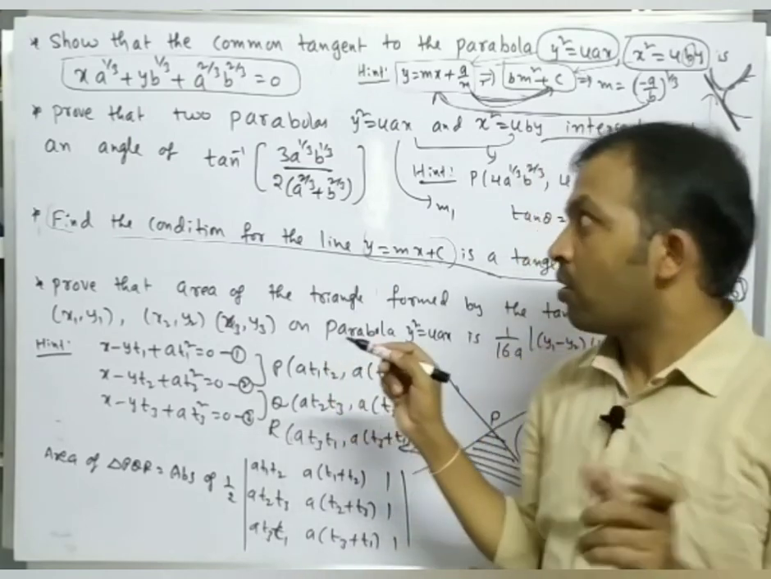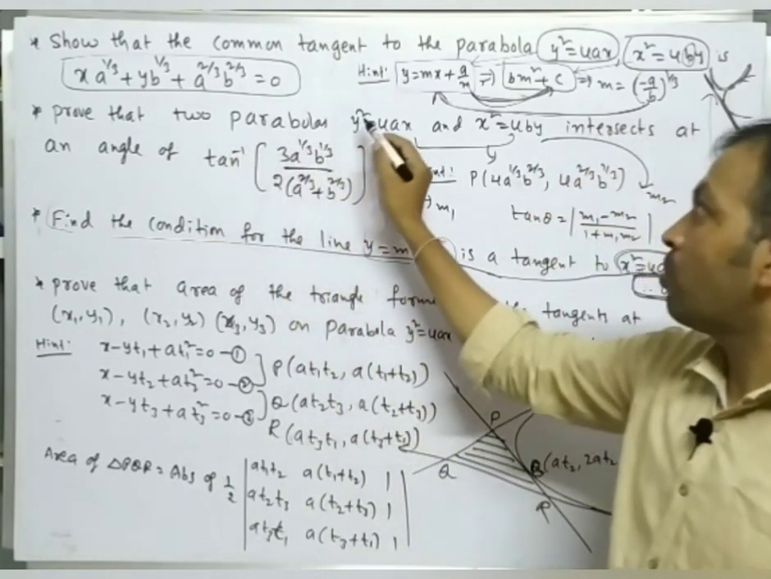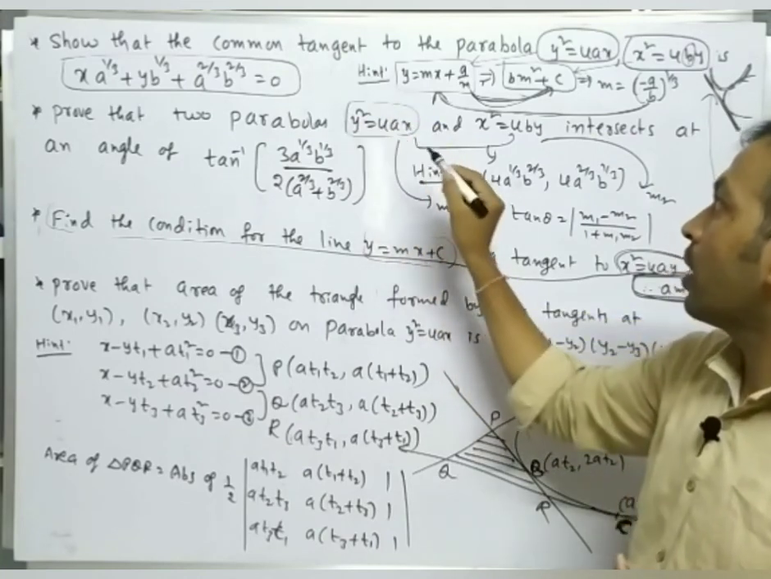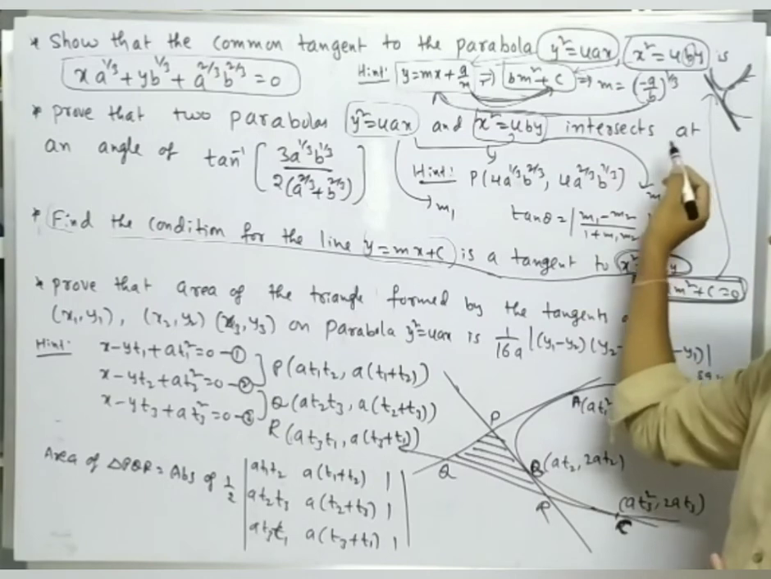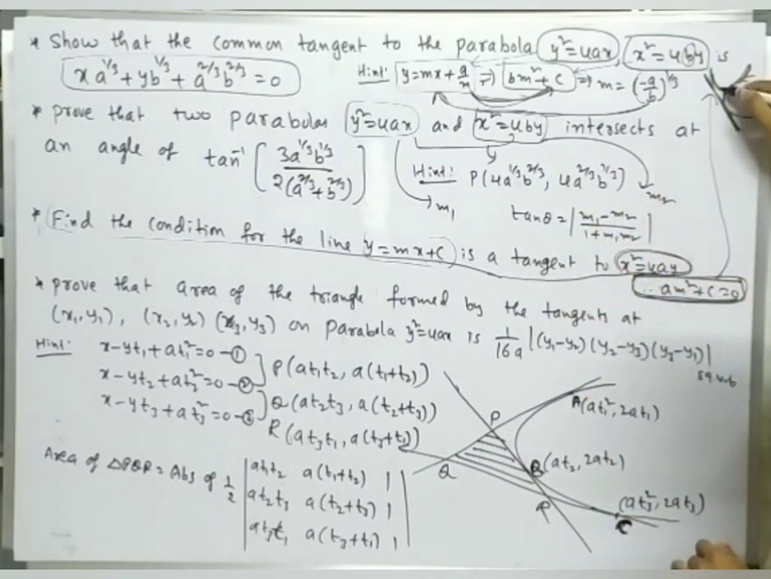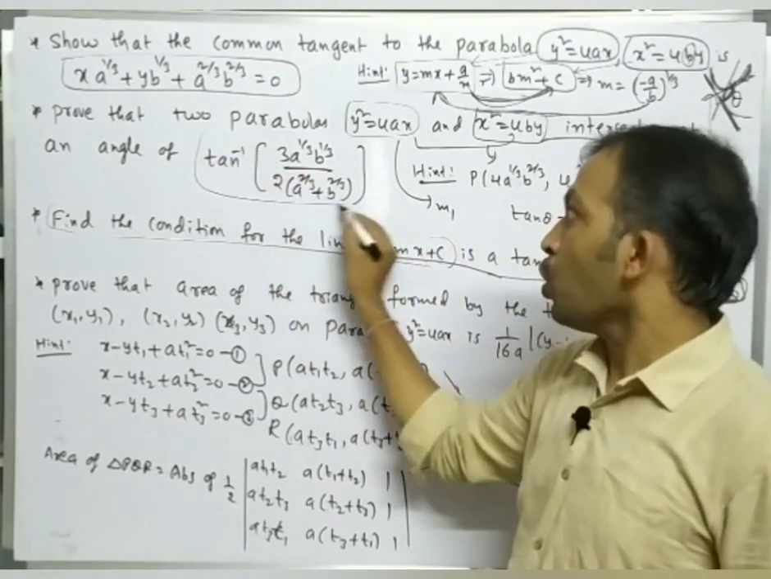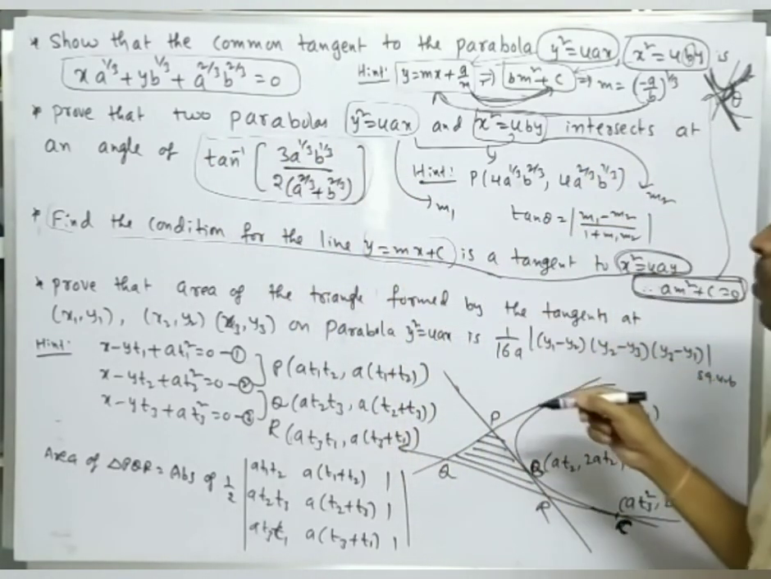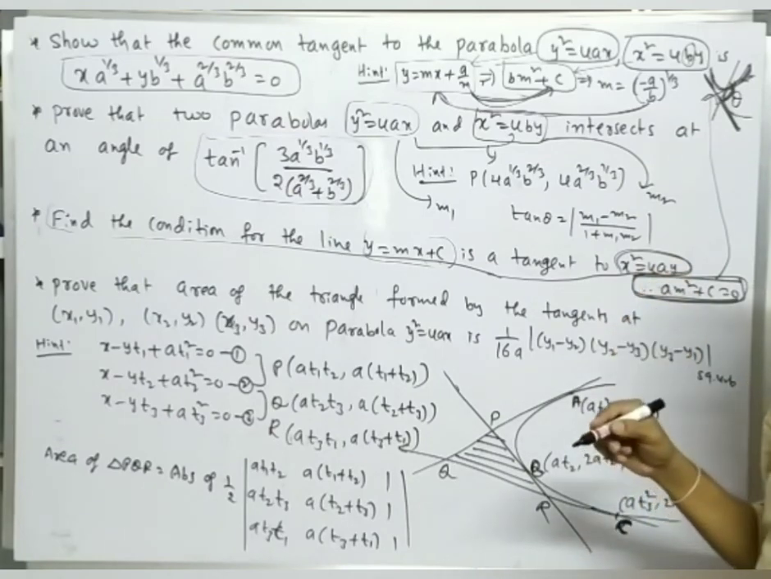So substitute that m value in the first equation, you will get this answer. Okay, follow these hints. Next, one more important problem. Prove that the two parabolas, one is y square is equal to 4ax and another one is x square is equal to 4by, intersect at an angle of tan inverse. So these two parabolas intersect at an angle, and this angle is this one. So how can we prove it? Using the applications of derivatives concept.